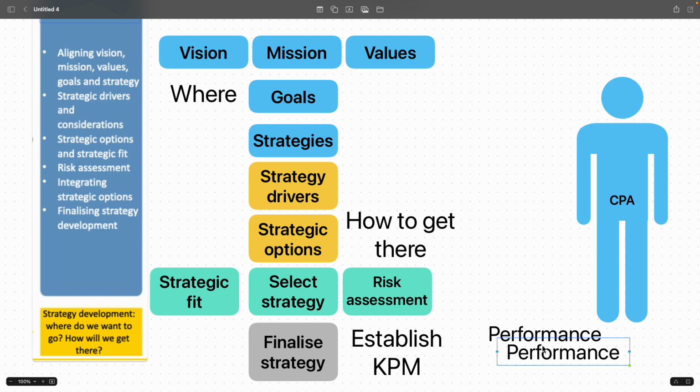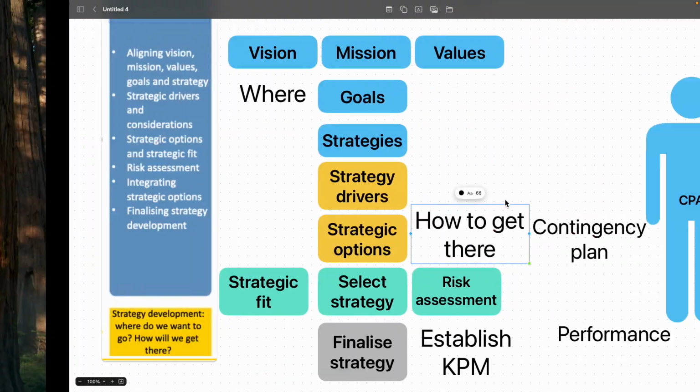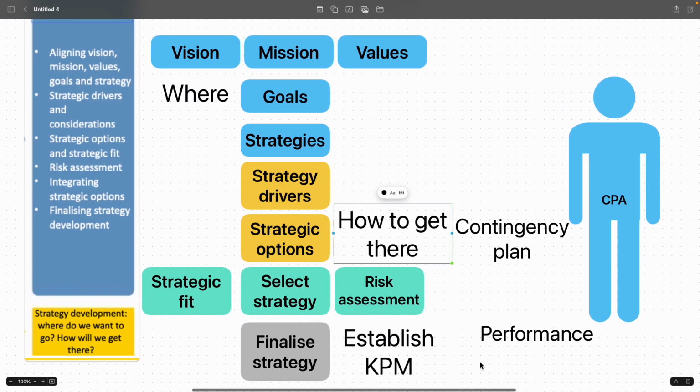There's another one that comes here, which is called the contingency plans, and they sit in the options. Like, if we select this, what are our backup plans? So this is performance, this is your contingency plans. Then the CPA also has a crucial role in developing and implementing meaningful non-financial metrics. So here, the type of measurement, non-financial, is going to be this part.